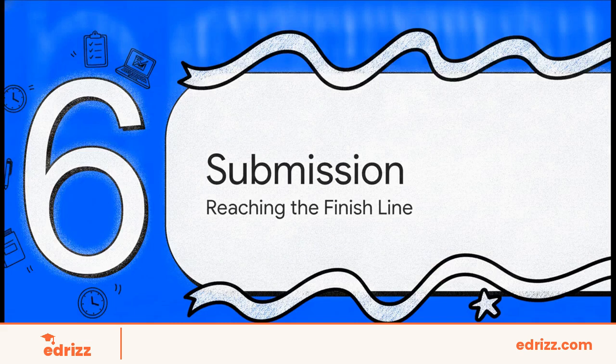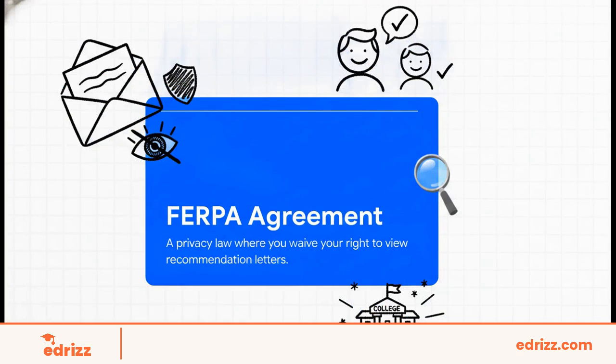Finally, Section 6, Submission and Beyond. Inside the Recommender section of your My Colleges tab, you're going to be asked to sign the FERPA agreement. Now, this is a privacy law, and colleges strongly prefer, and honestly, counselors highly recommend, that you waive your rights to view your teacher and counselor recommendation letters. Doing this sends a clear signal to colleges that the letters are entirely candid and that you haven't influenced what your recommenders wrote about you.